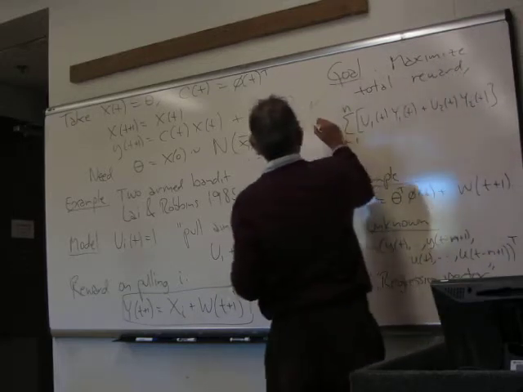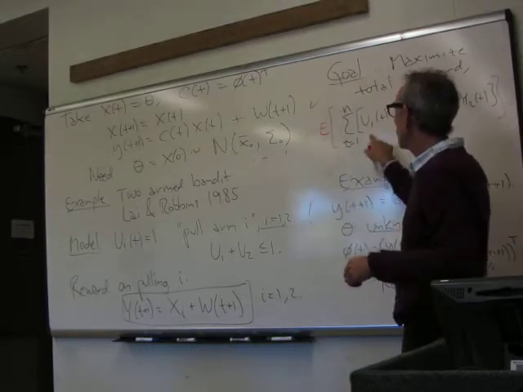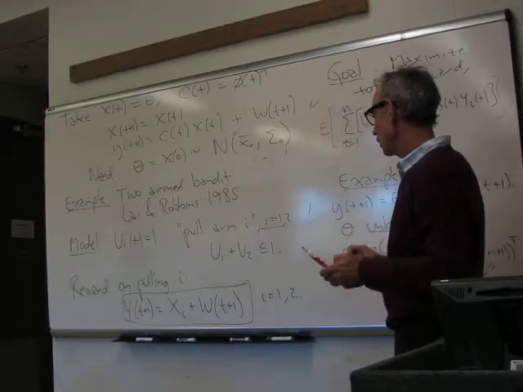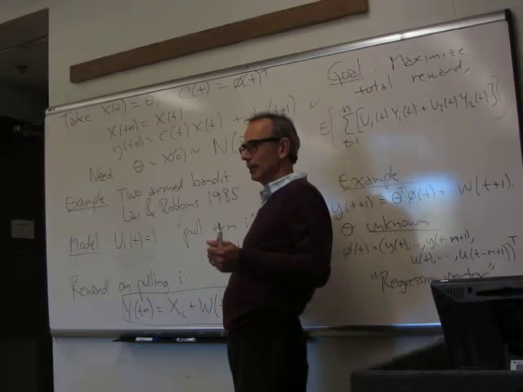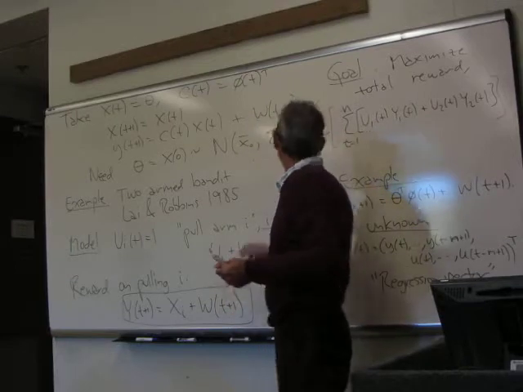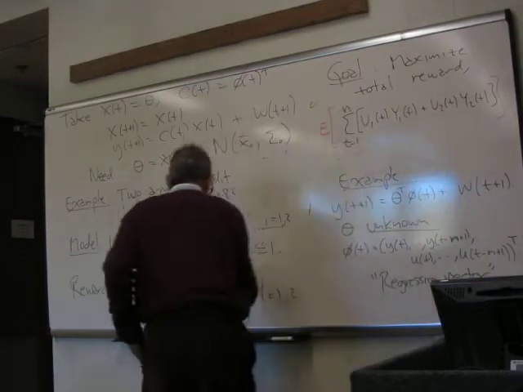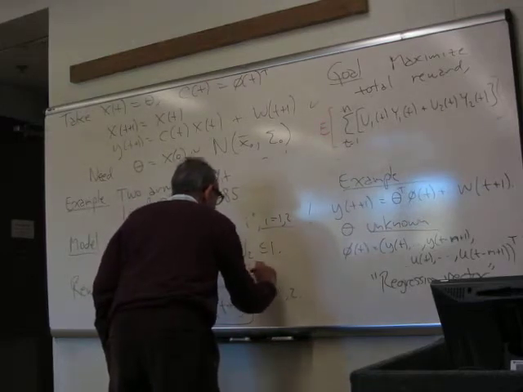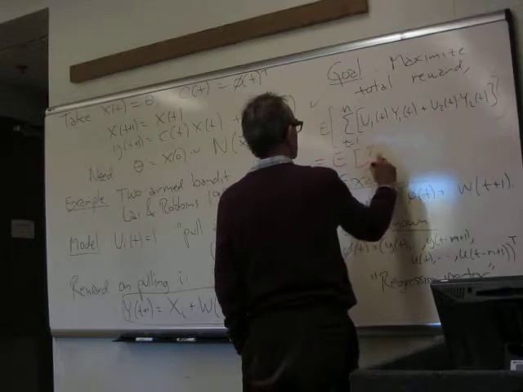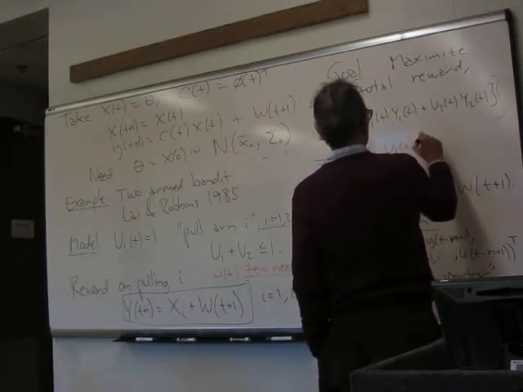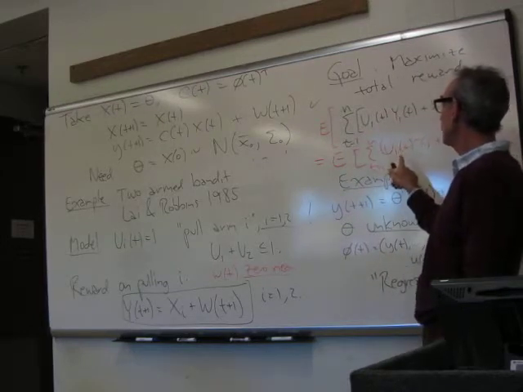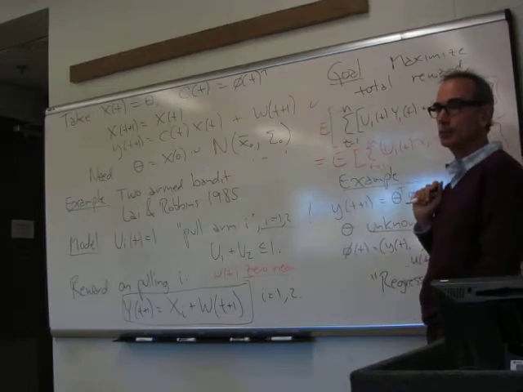Get out your purple pen. So Lai and Robbins actually looked at the sample path version. But if you look at the expectation, it's a little bit simpler because before I pull the arm, I can't see the noise. And so basically, y of t is going to be xi, the unknown, plus w of t, and those are going to be independent. So if w is zero mean, the expectation of u_i of t times w of t is going to be zero, so it's just going to disappear.